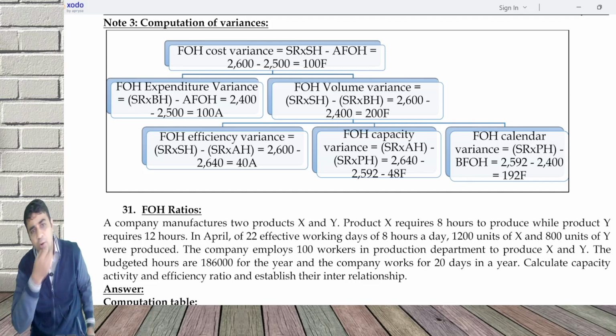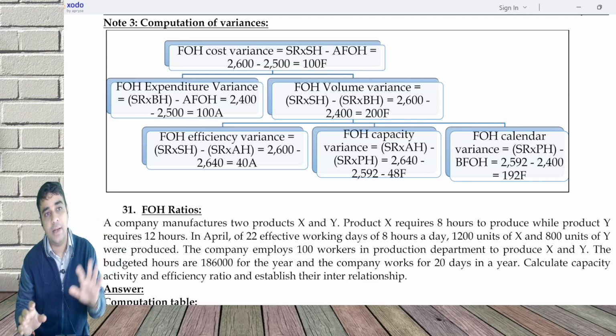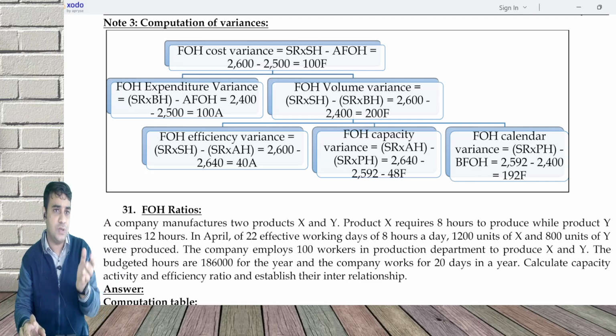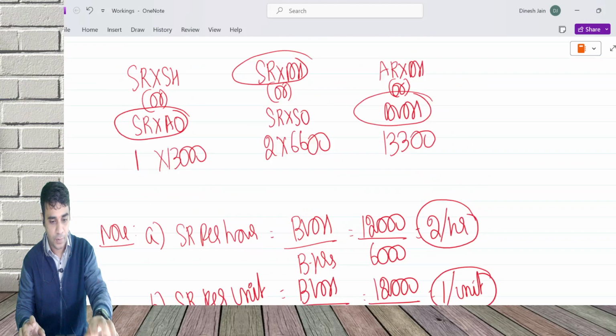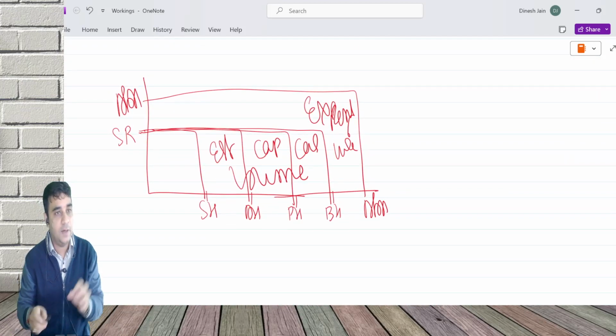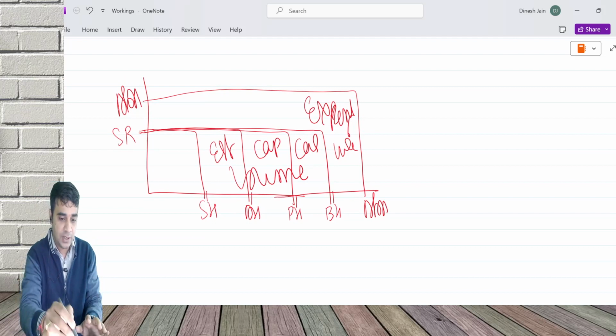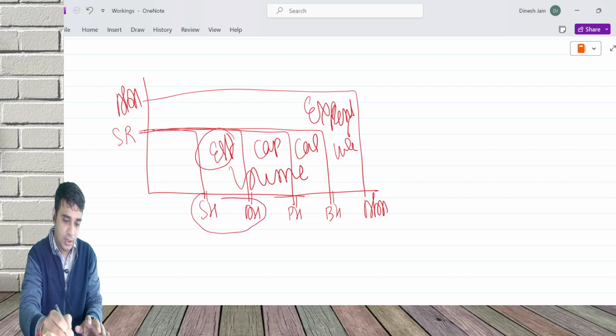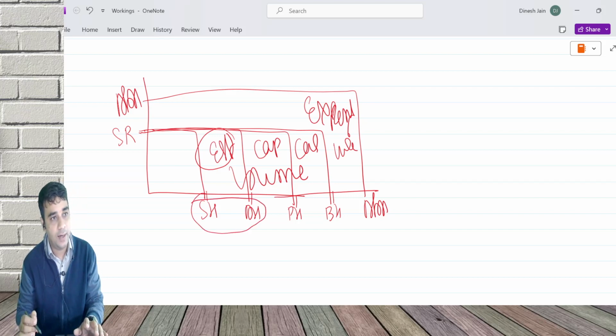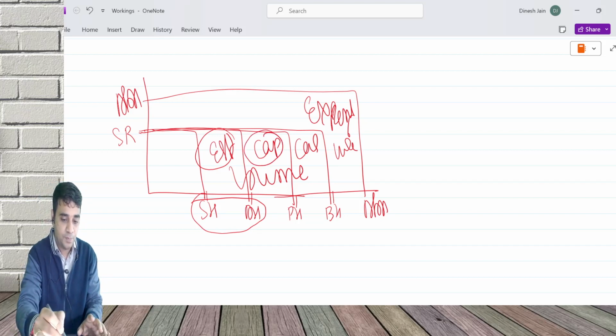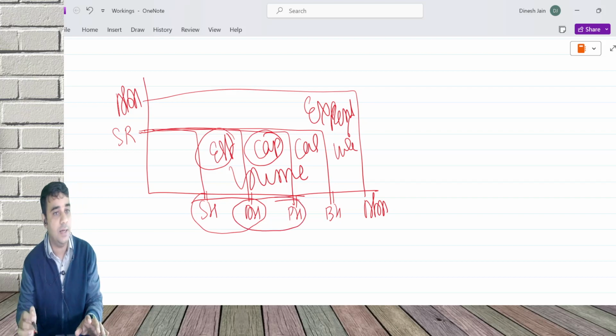Okay, these fixed overhead variances we calculate, sometimes can also be expressed as a ratio. A ratio is expressed as a percentage. Variance is expressed in rupee terms, ratios are expressed in percentage. Now ratios are very simple. We have three ratios: efficiency ratio, capacity ratio, and calendar ratio. Efficiency ratio is SH divided by AH. No rate and all, you will not bring any rate into the picture. Capacity ratio is AH divided by PH. Calendar ratio is PH divided by BH.